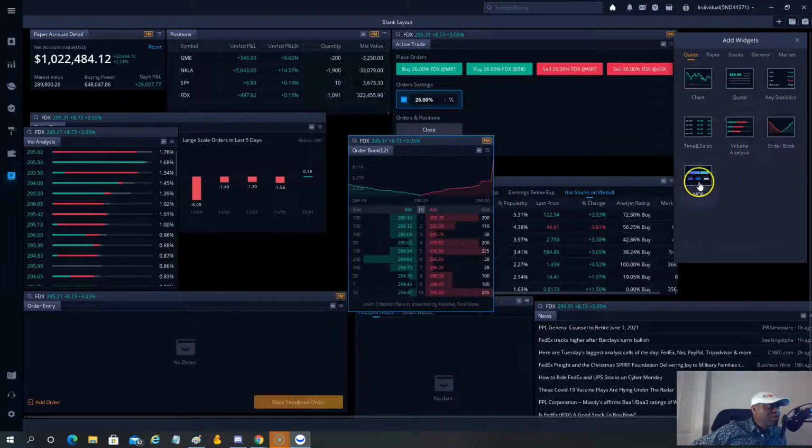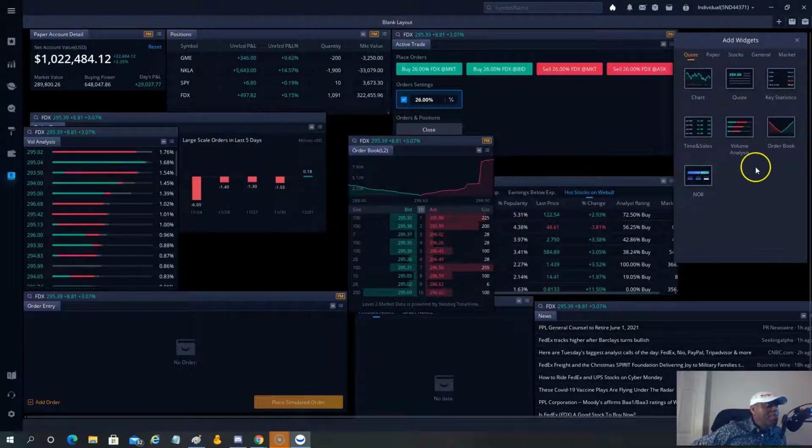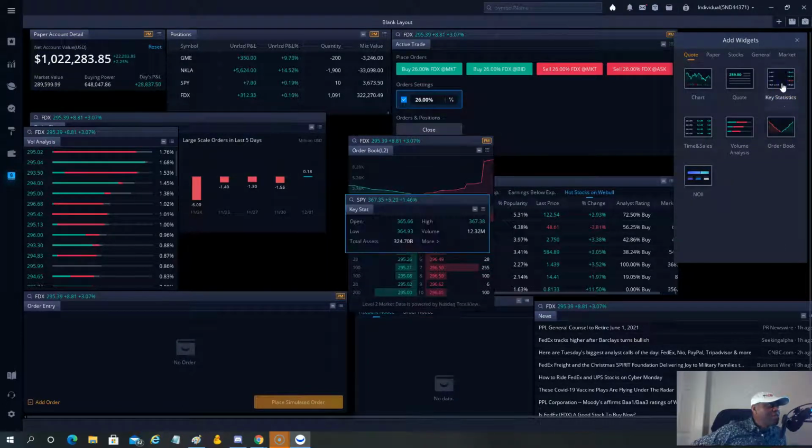Time of sales. Okay, this is level 2, I believe. It's not available for this security. Okay, but this is something that they say they give me for free. That's fine. So key statistics. What is in key statistics? Again, they start with SPY as a default. That's a bummer on there, so you have to change it every single time for your stock.